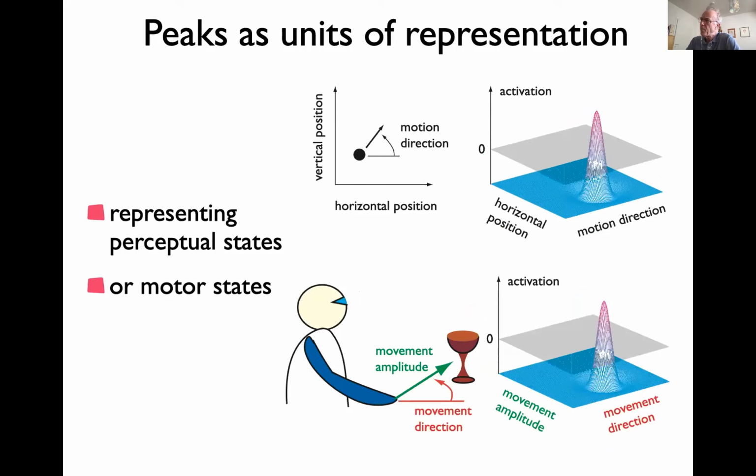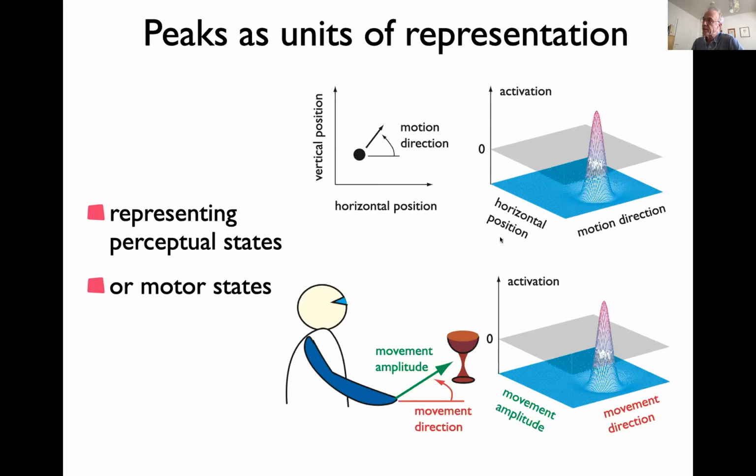In the fields, the peaks are the units of representation. A peak is an instance of something, and the something is like a category. Here, for instance, we might have a neural representation of visual movement. If a dot moves in a particular direction, we can represent that percept neurally by a peak of activation in an appropriate parameter space, for instance, a space spanned by the horizontal position, maybe the vertical position, and the movement direction, three dimensions. I only plotted two dimensions here for convenience. So this would be movement direction.